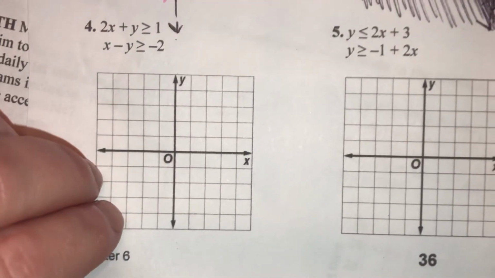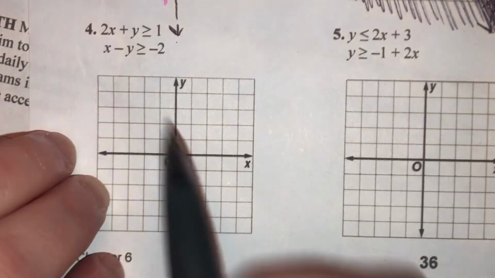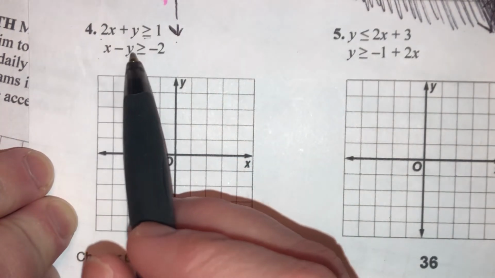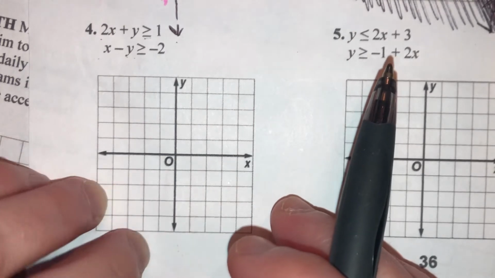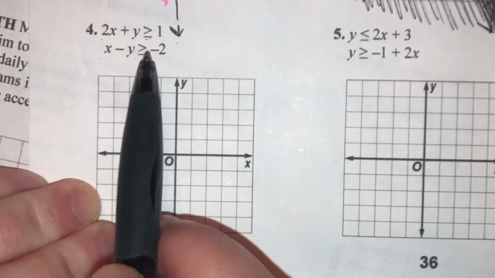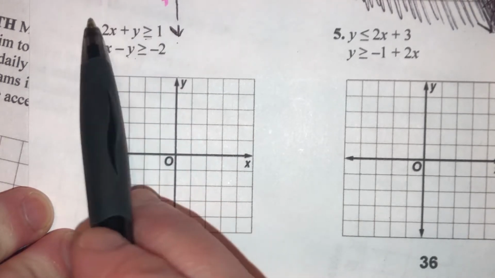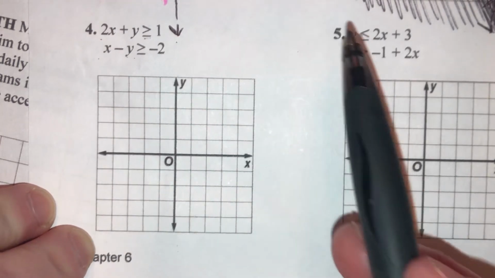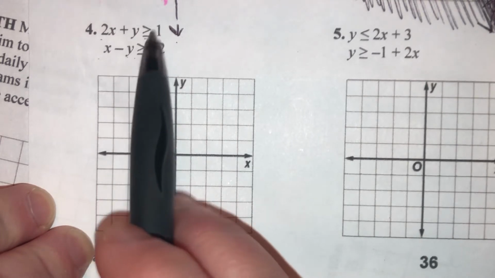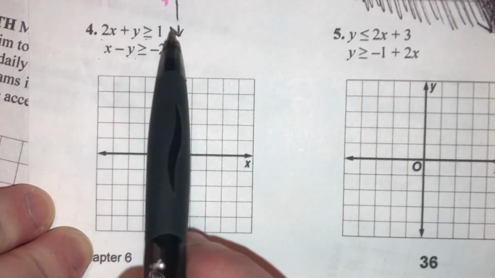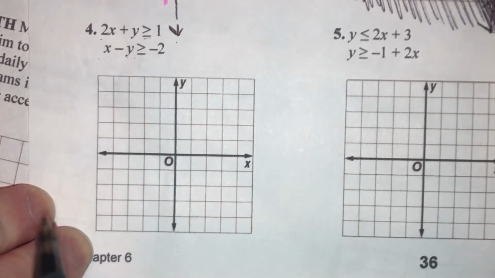Okay, number 4, we got 3 more here. 2x plus y is greater than or equal to 1. x minus y is greater than or equal to -2. So both of these lines are going to be solid. They're both in standard form. To graph standard form, you can put it in slope-intercept form if you want, but then I have to fool with changing my sign around. I don't want to do that. So I'm just going to graph standard form, you just find the x and the y intercepts.